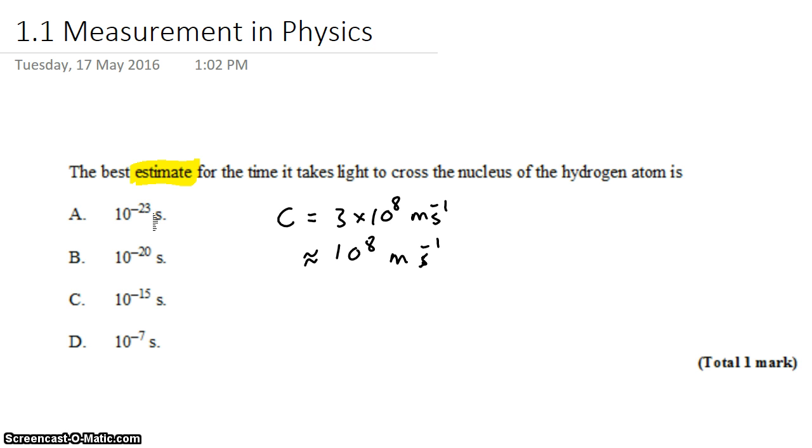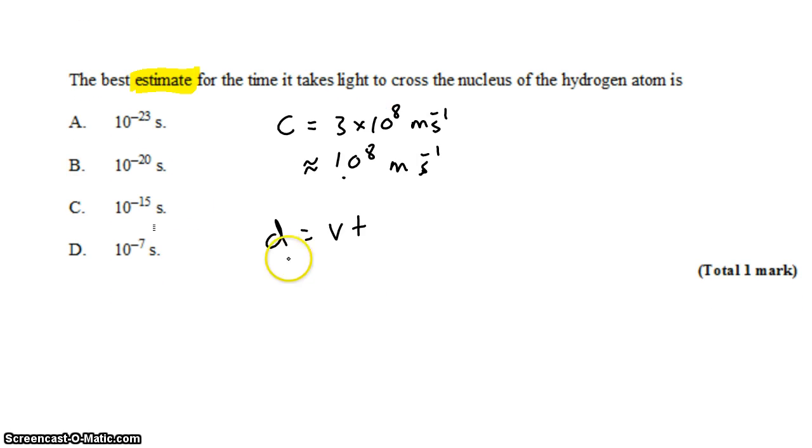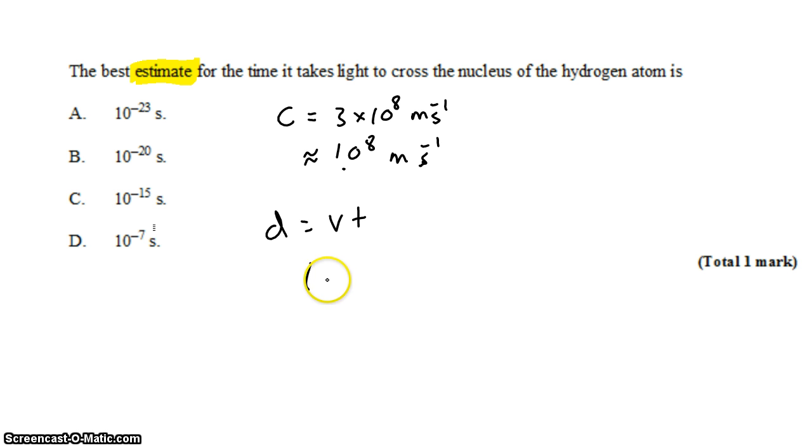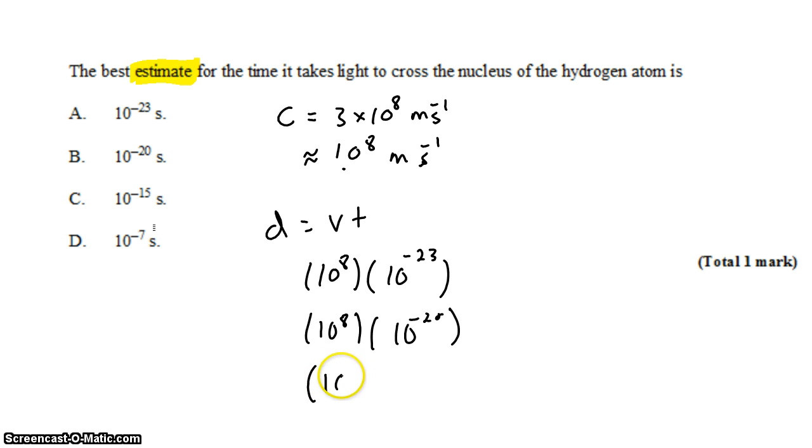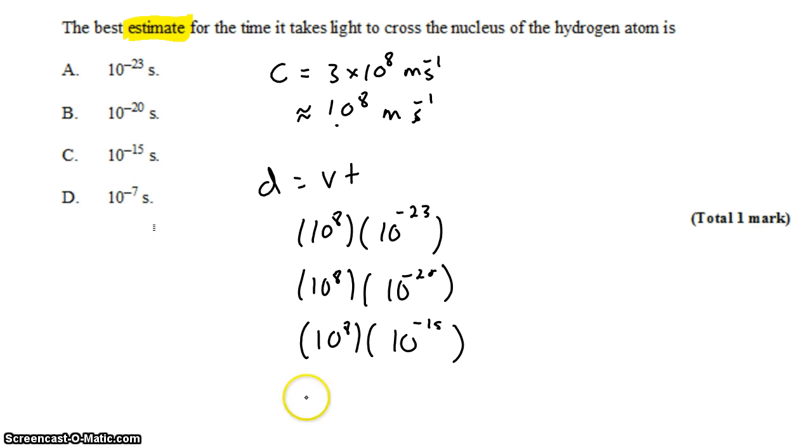And what we're going to try and do is reason out which of these is an appropriate time for something traveling this fast to travel across the nucleus of an atom. And we'll do that with a familiar formula. Distance traveled is velocity times time taken. So we'll compare the distance that light travels in these 4 times. We have the velocity, which is 10 to the 8th, and we'll multiply it by each of these options. 10 to the negative 23rd, 10 to the negative 20, 10 to the negative 15, and 10 to the negative 7.